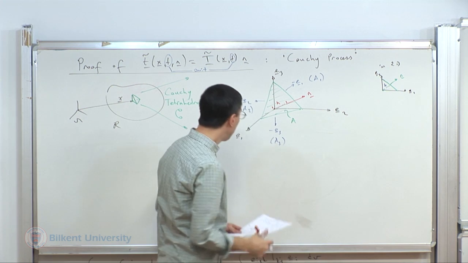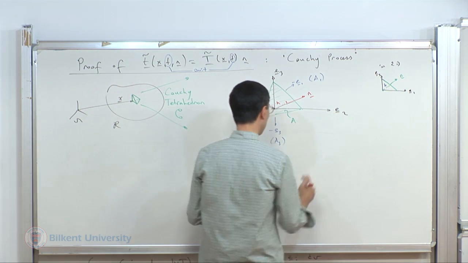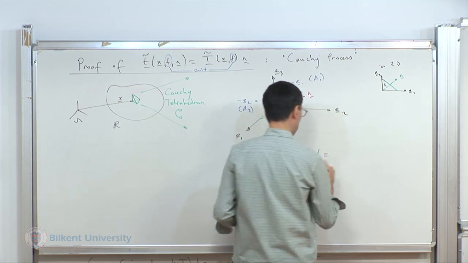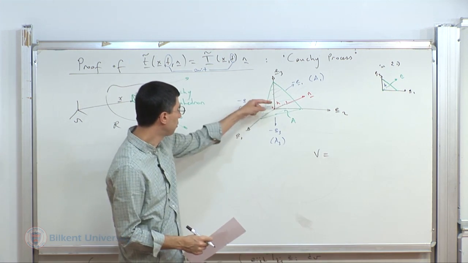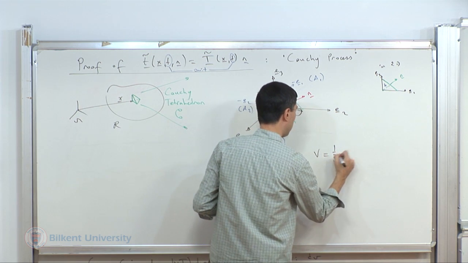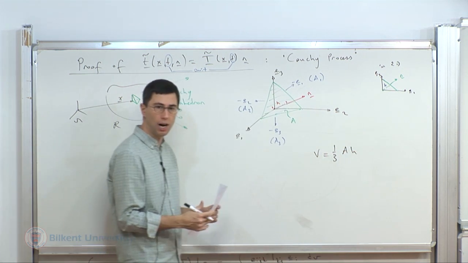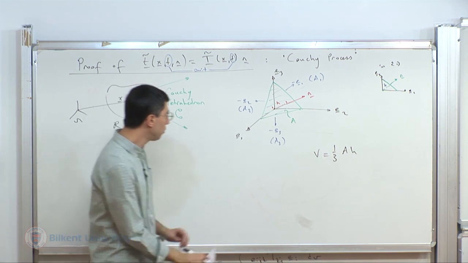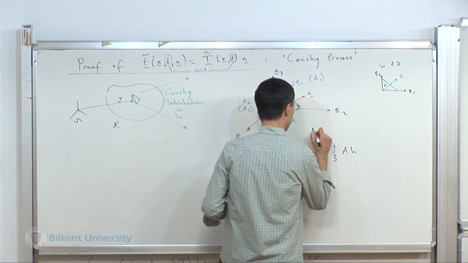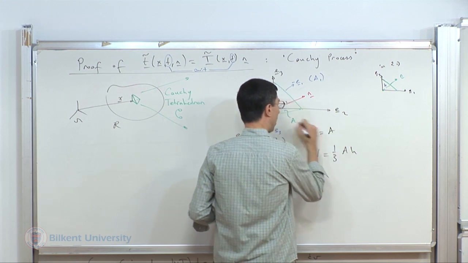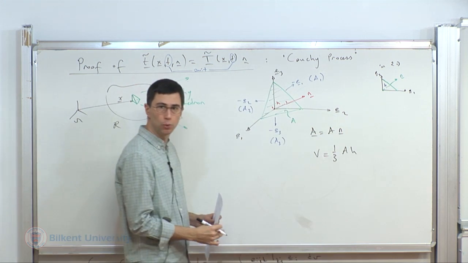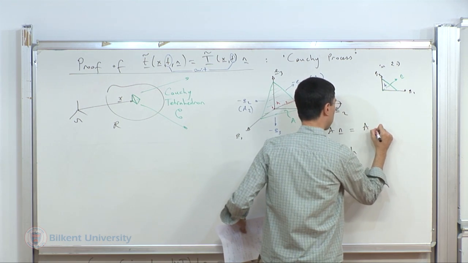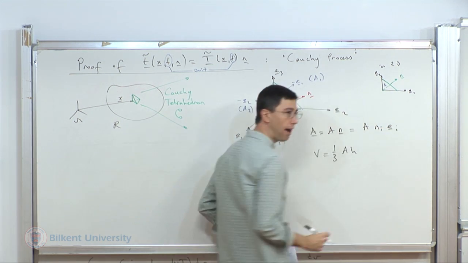Now, first of all, we have the expression for the volume of that tetrahedron, which is simply 1 over 3 times the area times the height associated with that projection. Now I will also define the area vector A, which is the total area times the outward unit normal N. And I can also express that in terms of components, Ni, Ei.